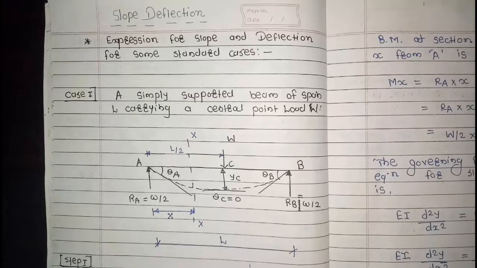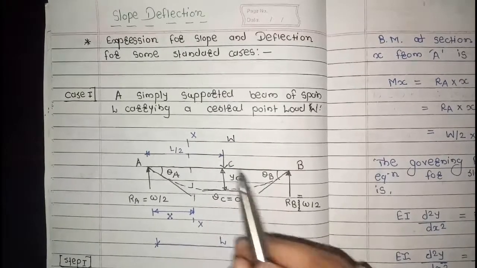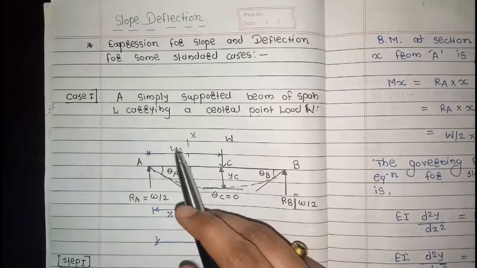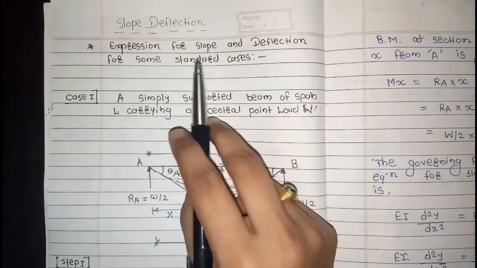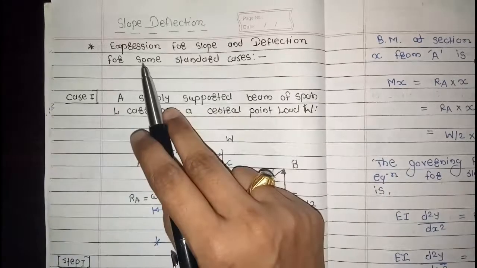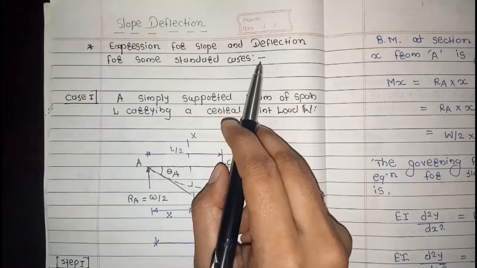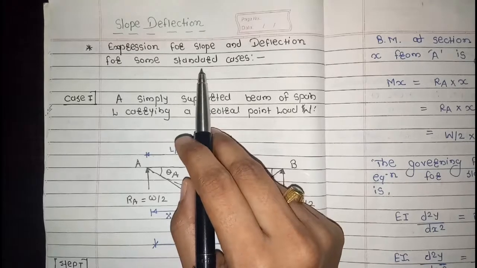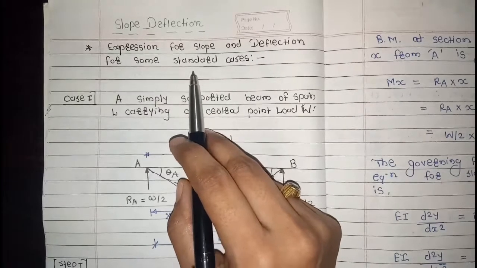Hello friends, today we will see the derivations of slope deflections. So first of all, expression for slope and deflection for some standard cases. There are four types of cases in the slope deflection method.